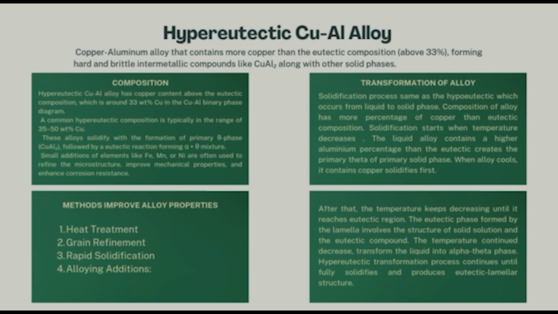Methods to improve alloy properties. First one would be heat treatment. The second one, grain refinement. Third one, rapid solidification, and last one, alloying addition.